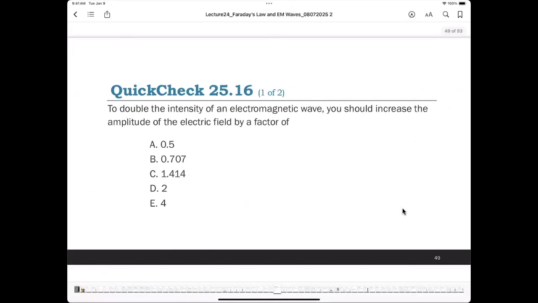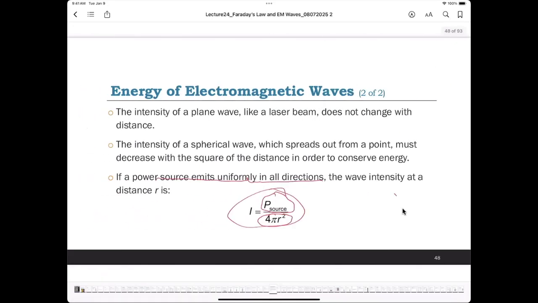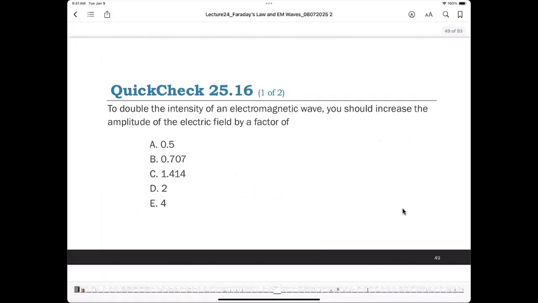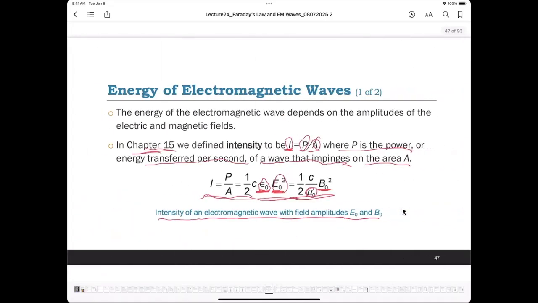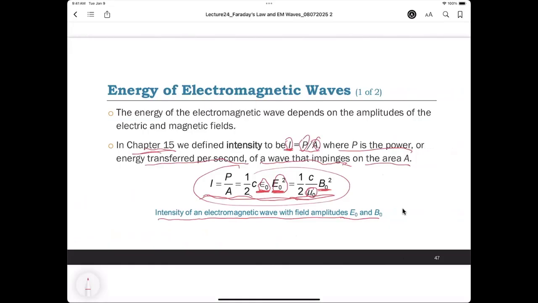Okay, let's check some questions on the energy of electromagnetic waves. To double the intensity of an electromagnetic wave, you should increase the amplitude of the electric field by a factor of what? Firstly, let's write the equation here. We know this equation, which means I equals what? Let me write it down, and then you will know it clearly.